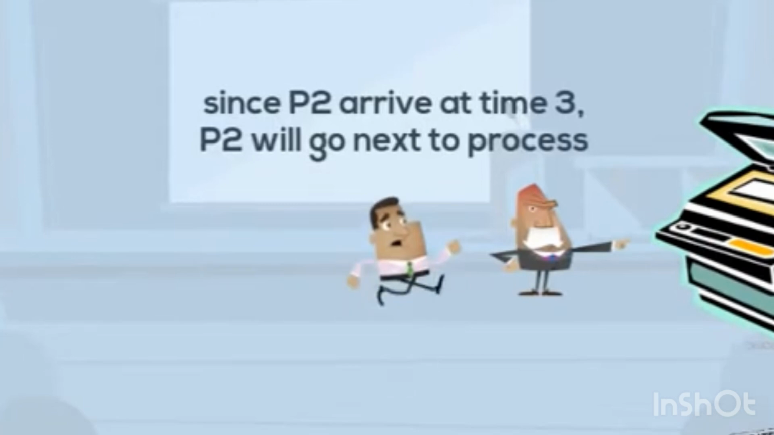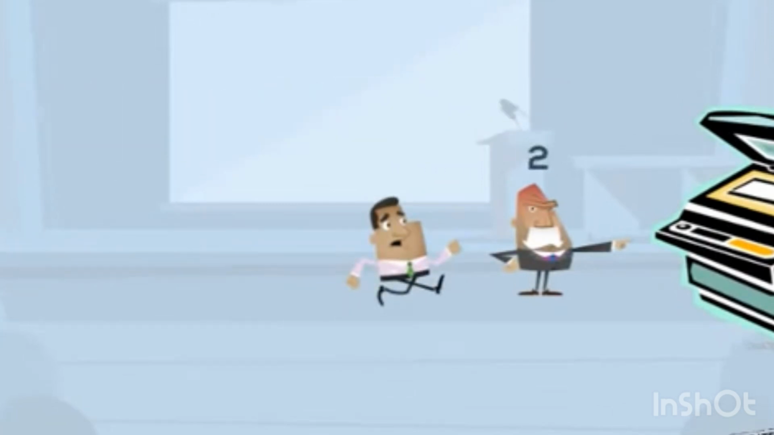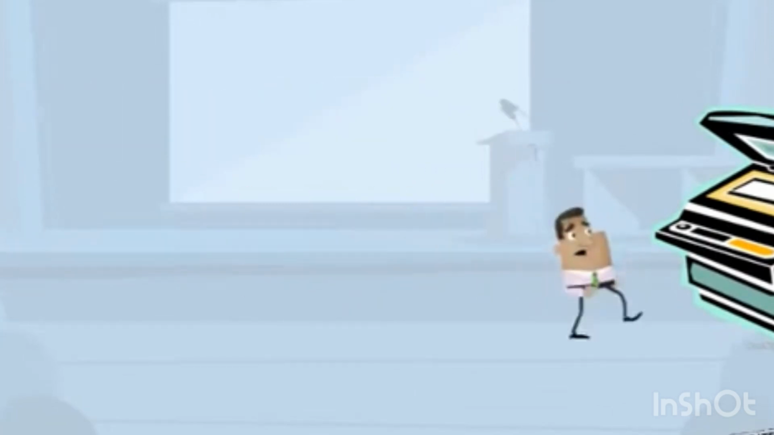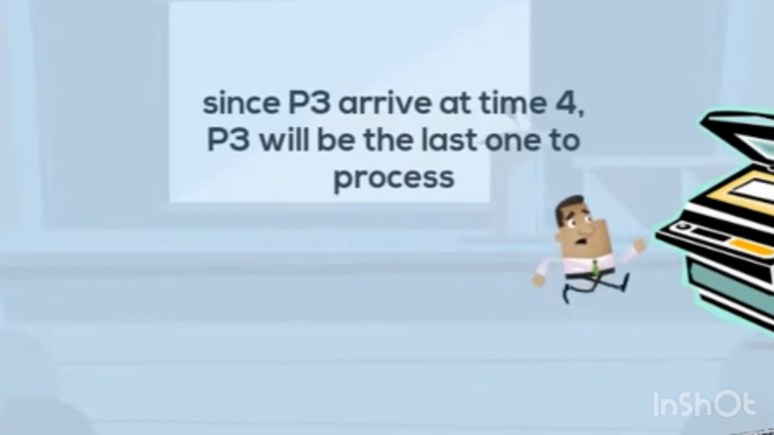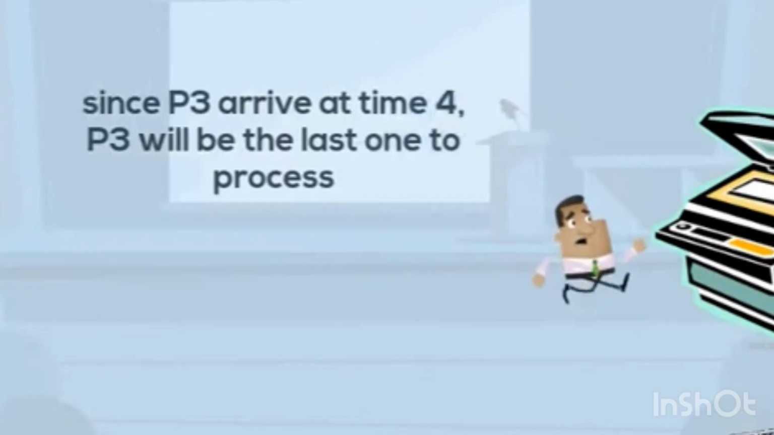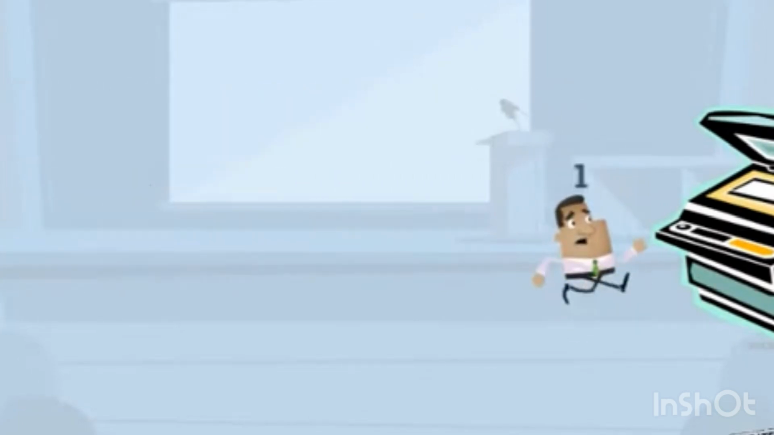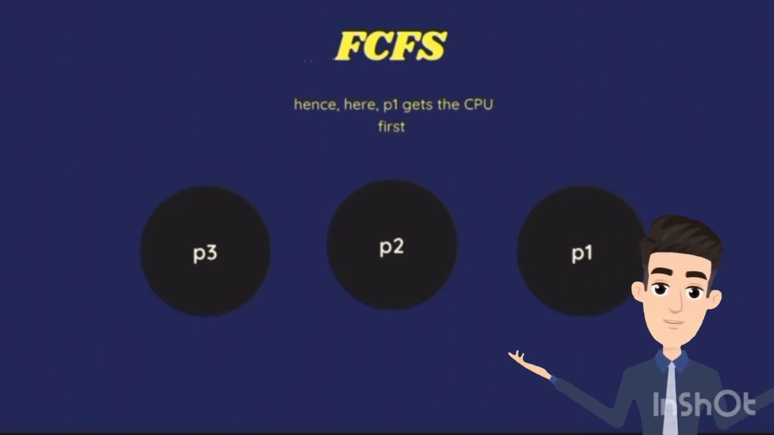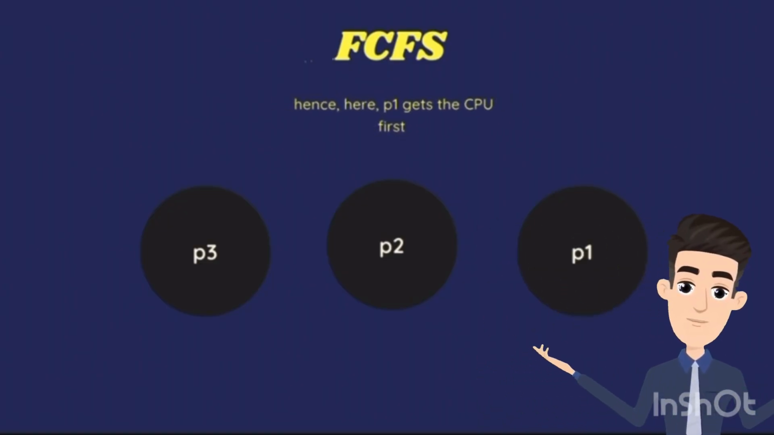FCFS is often the starting point when learning CPU scheduling because it lays the foundation of understanding how processes are lined up and managed by the CPU. It is straightforward, structured, and works best when tasks are lined up in a simple, orderly manner.